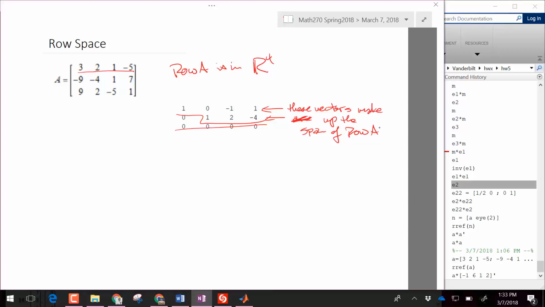I don't think it matters, but the idea of a transpose says the column space and the row space can be obtained kind of the same way. In fact, that's the fourth kind of subspace, something to do with the transpose. Wait, these vectors make up the span of row A? These vectors: 1, 0, minus 1, 1, and 0, 1, 2, negative 4. So this would be a two-dimensional plane in a four-dimensional space.